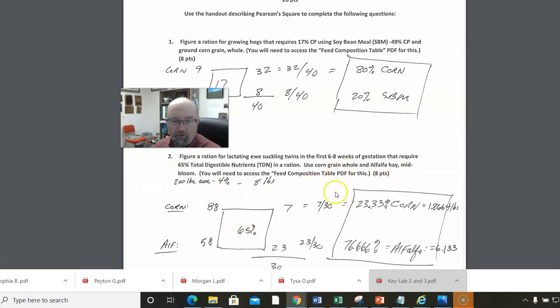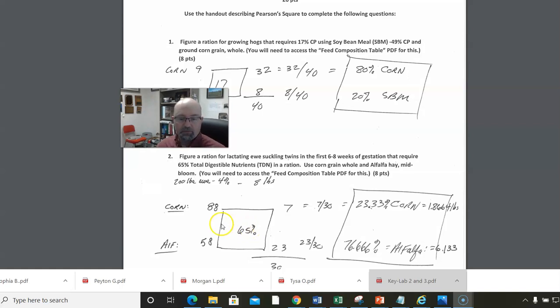We're using corn and alfalfa, and we use that feed composition table to find the ingredients of each. Okay, so corn is 88% TDN. Real important that you're using TDN here because our TDN number is what's in the middle. You have to stay in the same units.